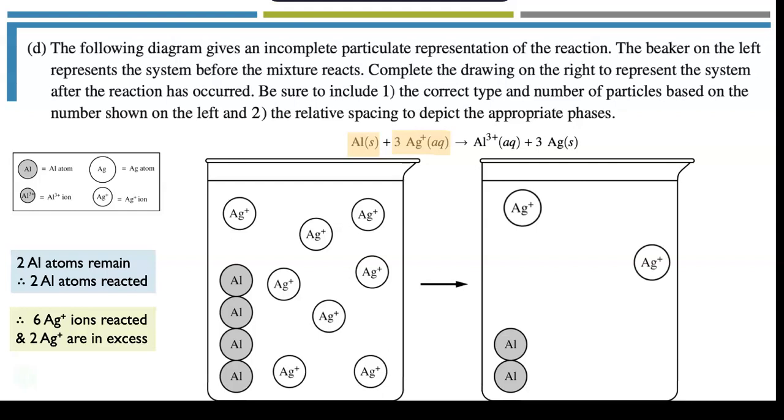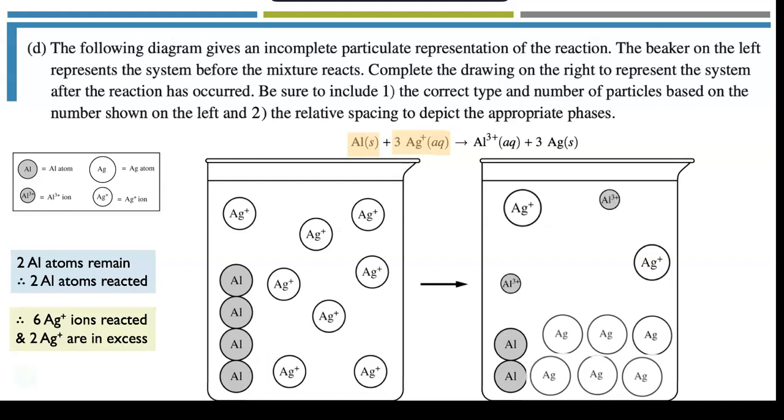I'm going to have those 2 silver ions remaining in solution, and I'm going to deposit 6 silver atoms on the bottom together as a solid. And I'm going to make 2 aluminum ions also in solution. And this is what I should have in my representation of the beaker on the right for after the reaction.